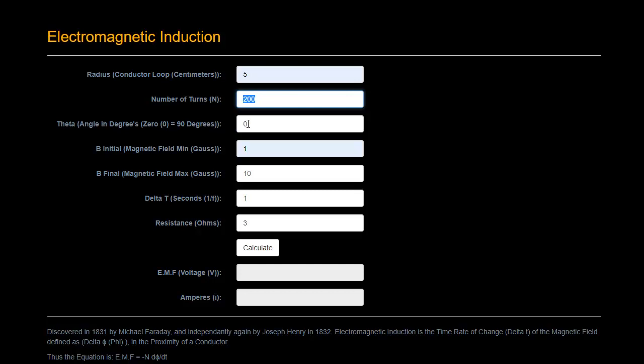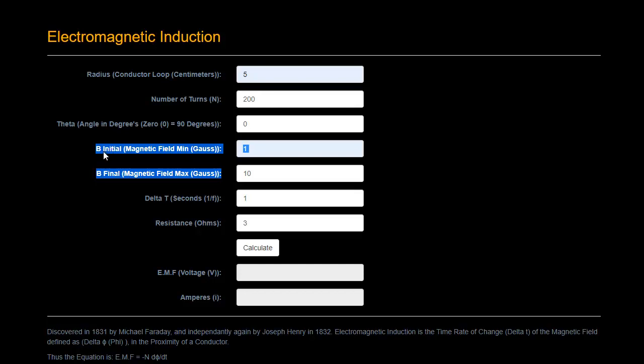So if it's at 90 degrees, we put 0 in here. If we had, say, maybe a 10-degree cut where the coil was not being cut properly by the magnetic fields themselves at a 90-degree angle, we would change the angle, and that does make a difference. B initial, we're going to start with 1. B final, we're going to start with 10.